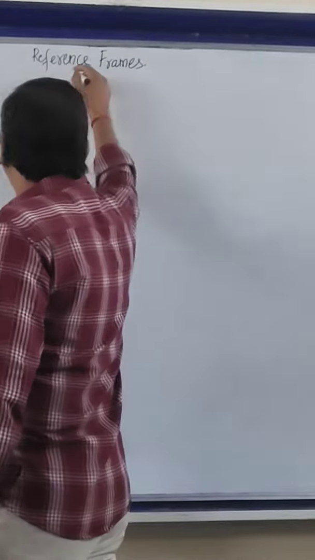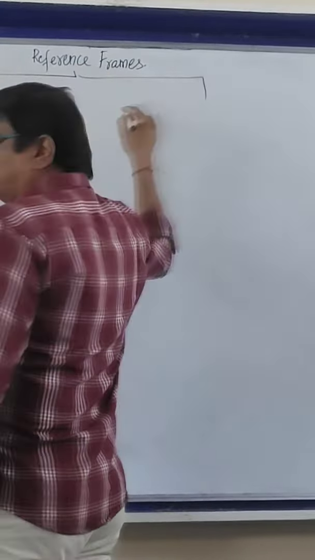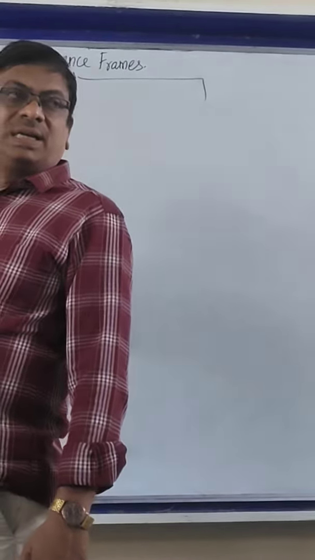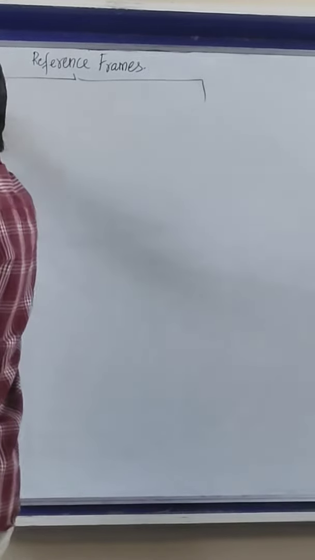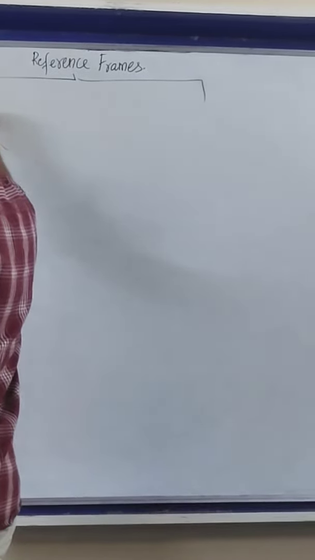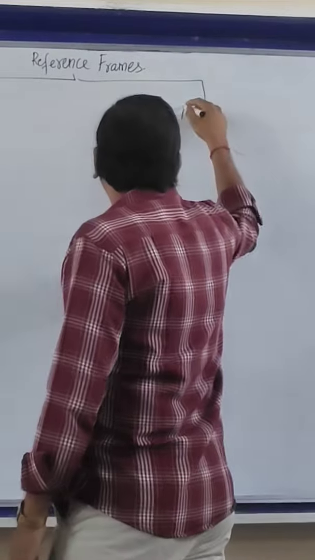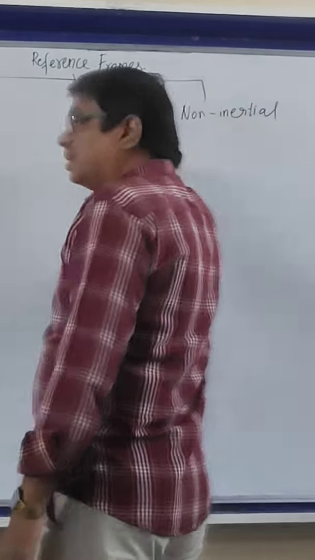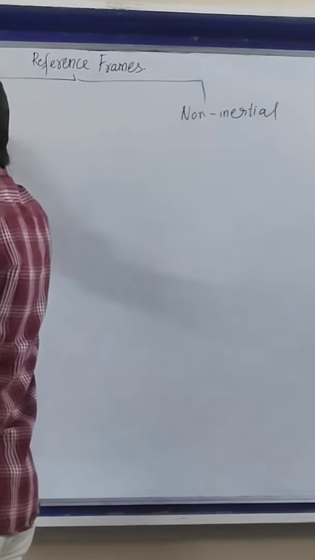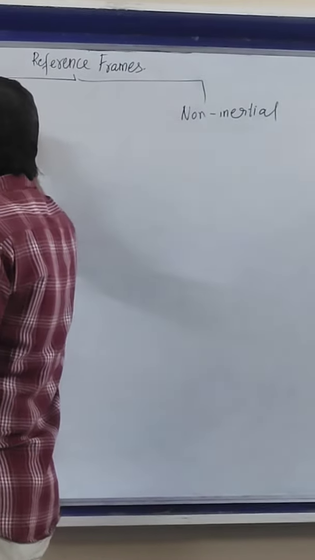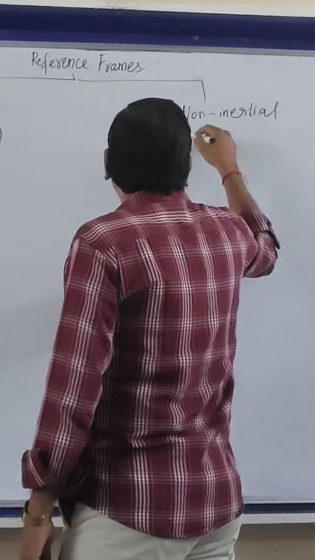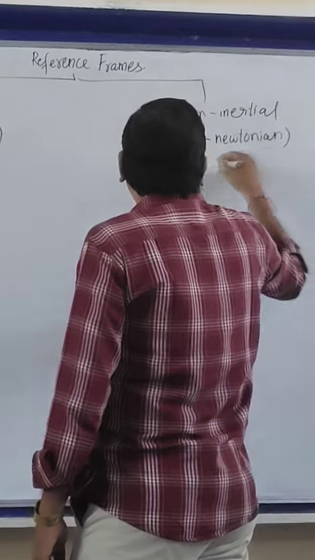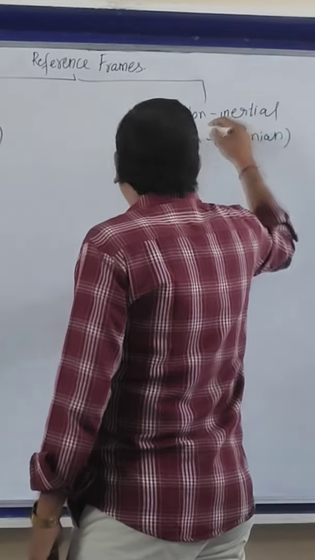All frames of reference can be divided into two types, that is inertial and non-inertial. Inertial reference frames and non-inertial reference frames. Inertial is also known as Newtonian reference frame. Non-inertial is also known as non-Newtonian reference frame. So why it is called, we'll see.